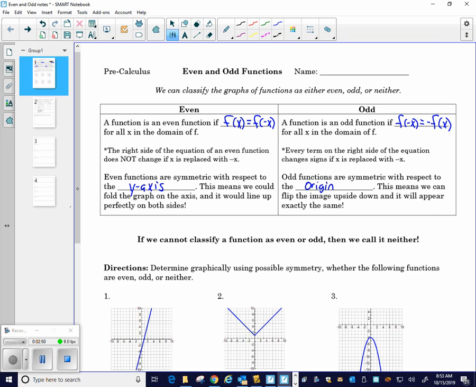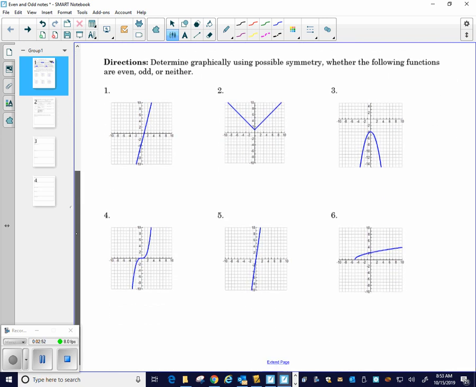So let's go ahead and look at these graphs. Graphically, I think it's pretty easy to see. The first one, if I were to take that and try and flip it over the y-axis or mirror image it over the y-axis, it would not lay on top of itself. And if I rotated that 180 degrees, which you can actually do with your own paper, you would see that this is not going to look exactly the same as what it did. So this one would be neither.